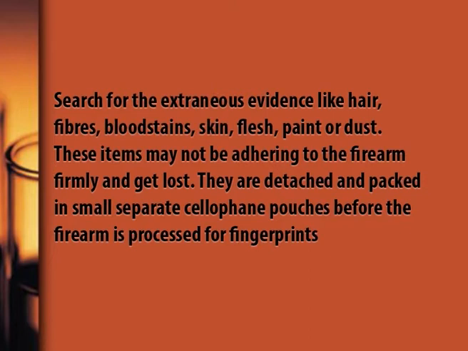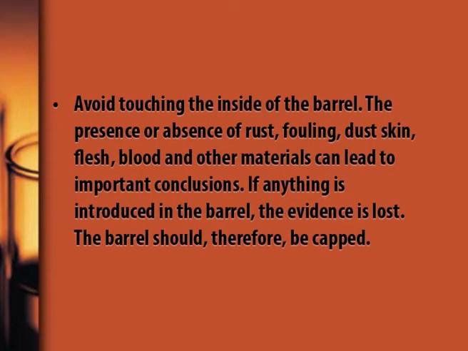Search for the extraneous evidence like hair, fibers, blood stains, skin, flesh, paint or dust. These items may not be adhering to the firearm firmly and get lost. They are detached and packed in small separate cellophane pouches before the firearm is processed for fingerprints. Avoid touching the inside of the barrel. The presence or absence of rust, fouling, dust, skin, flesh, blood and other materials can lead to important conclusions. If anything is introduced in the barrel, the evidence is lost. The barrel should therefore be capped.